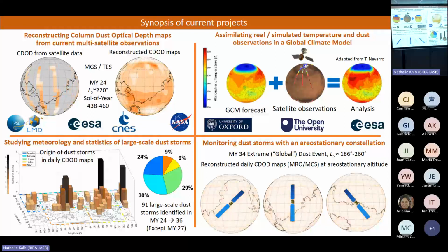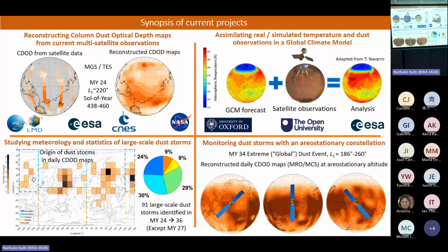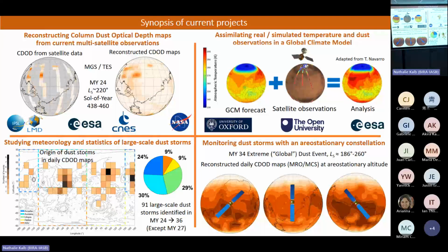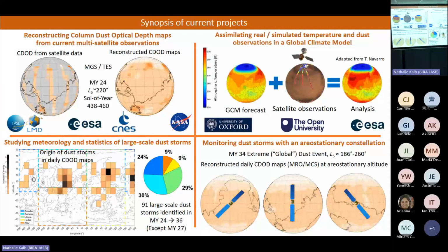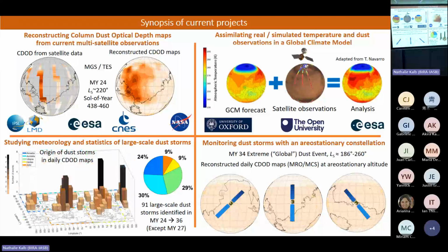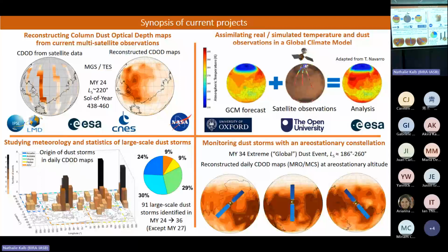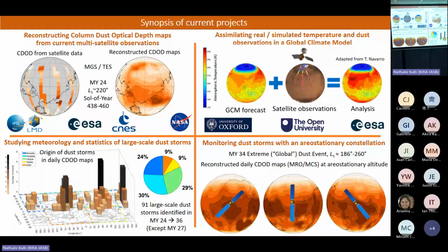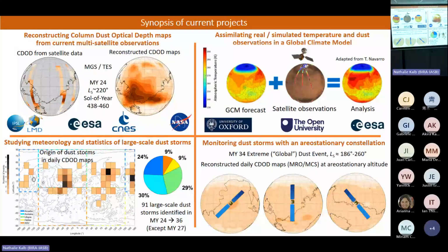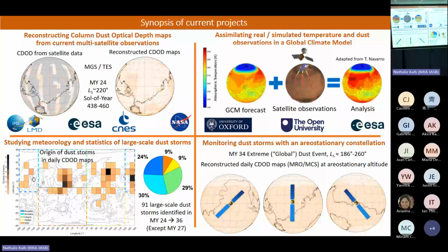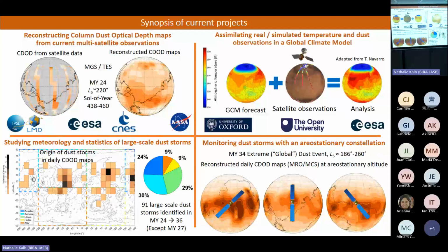This one, monitoring dust storms with an areostationary satellite, is the evolution of what we have now. So we have many polar orbiters, and one satellite, the EMM mission, which has an interesting orbit inclined by only 20 degrees. But the next stage would be to have a constellation of multiple satellites to provide the complete coverage that we require to monitor the dust storms properly.